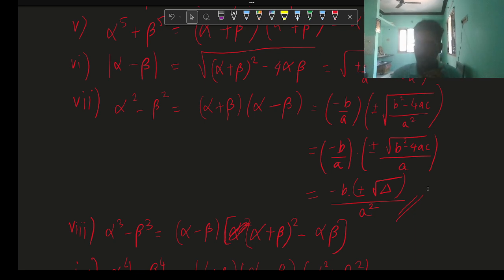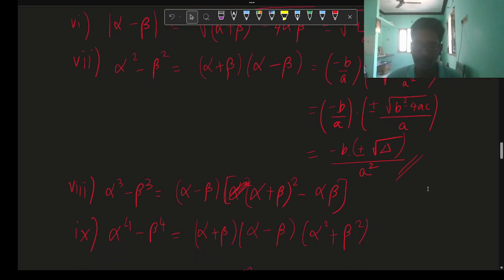Okay. Same way, alpha cube minus beta cube. We are just using the same algebraic expression. A cube minus b cube can be written as a minus b of a plus b whole square minus ab. Same thing we are doing here, and we are just substituting alpha in place of a and beta in place of b. That's it. Same way, we are doing alpha power 4 minus beta power 4, and we would expand this as alpha plus beta of alpha minus beta of alpha square plus beta square.